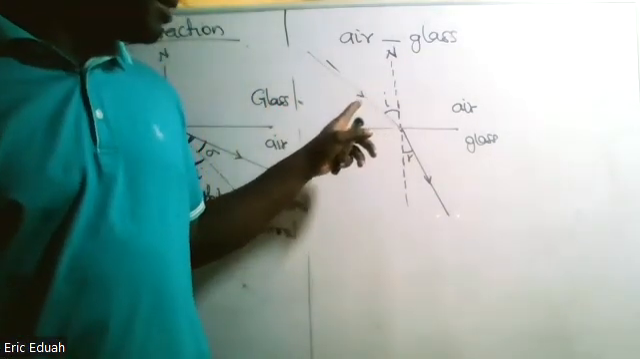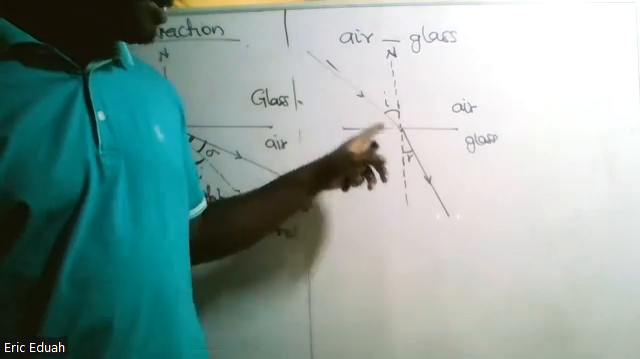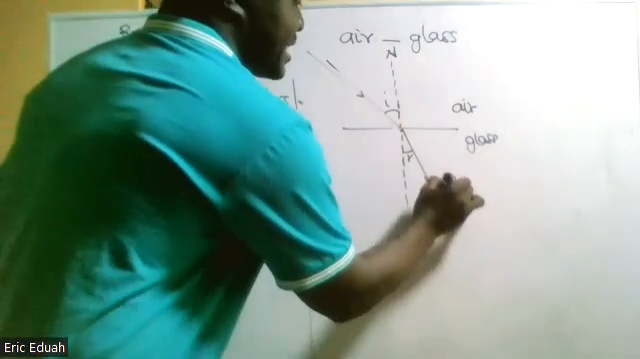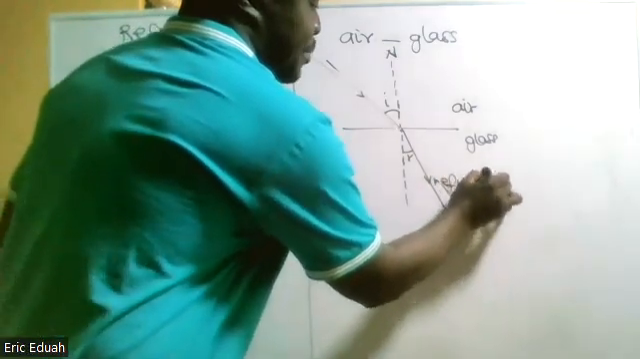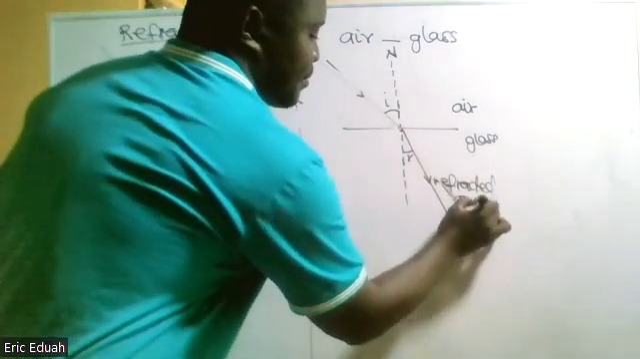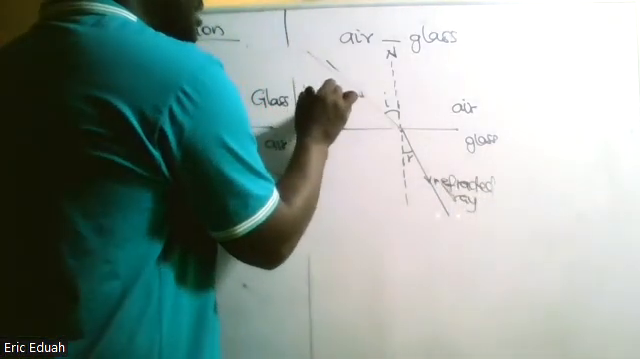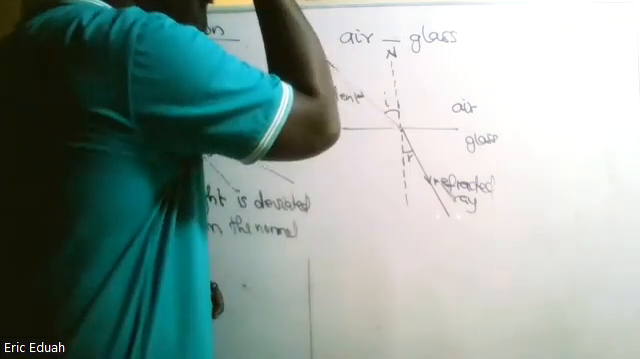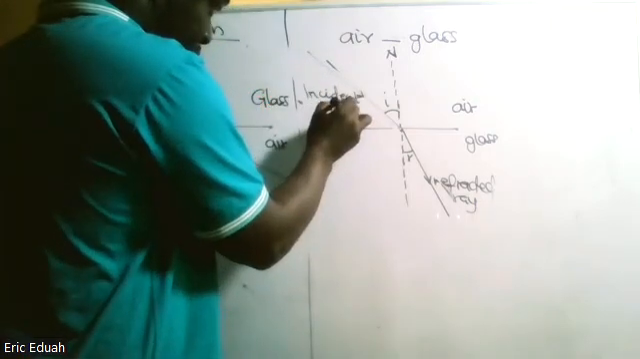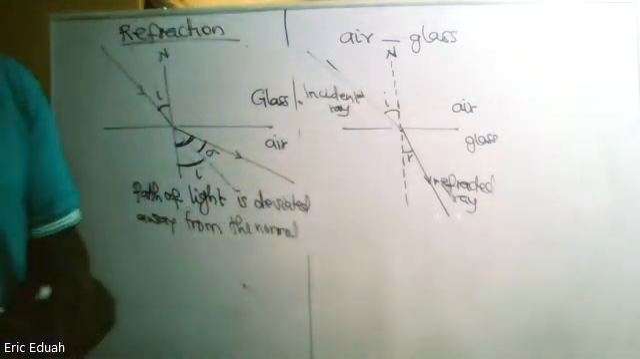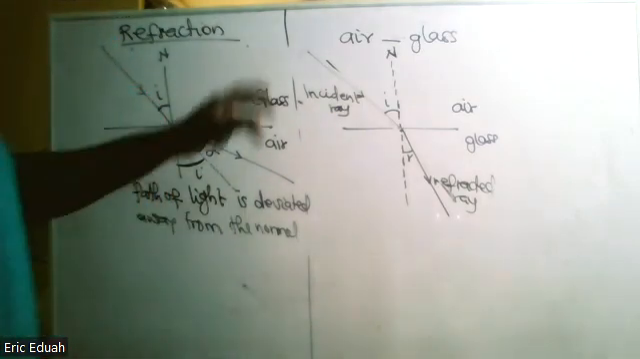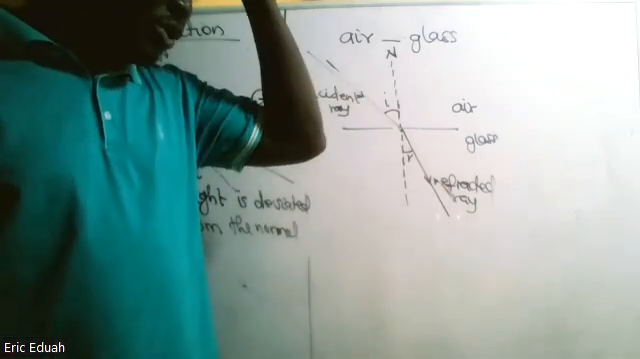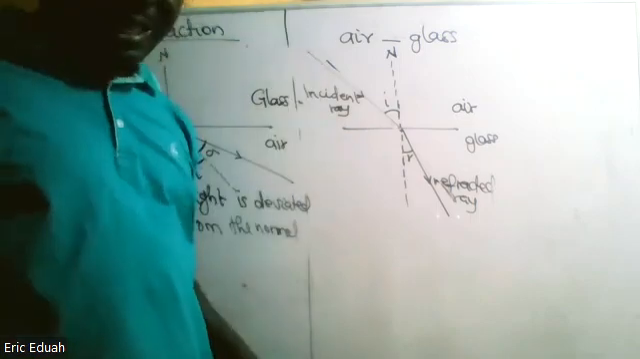the incident ray, the reflected ray, sorry, refracted ray, the normal at the point of incidence, all lie in the same plane. Okay, so similar to what we saw on reflection, the incident ray, the refracted ray, the normal at the point of incidence all lie in the same plane.